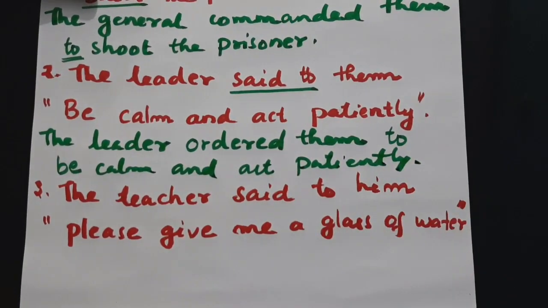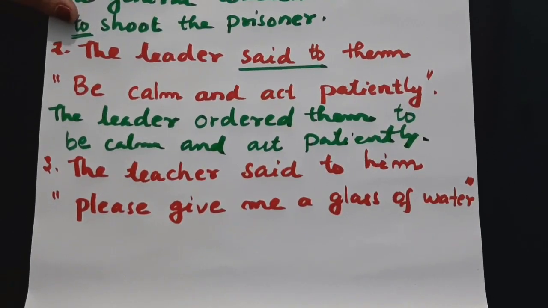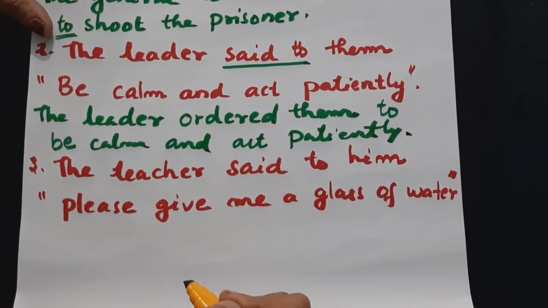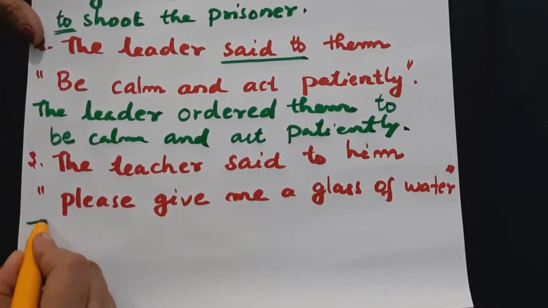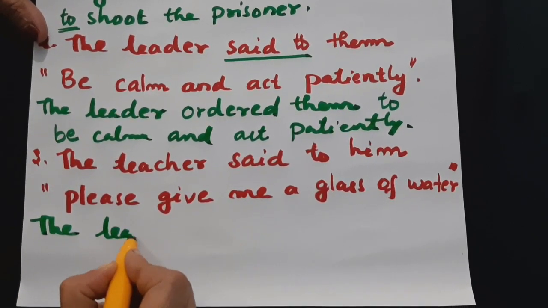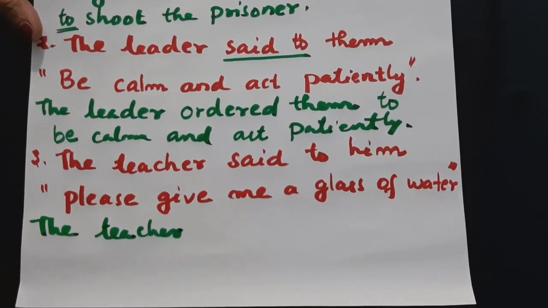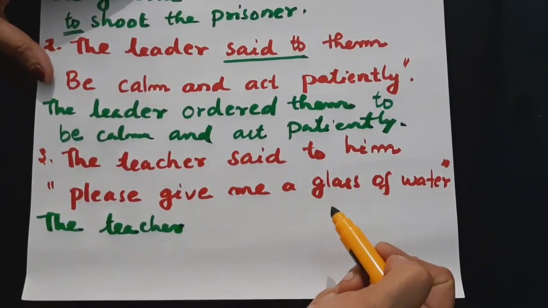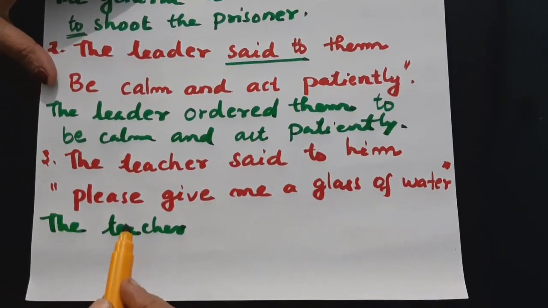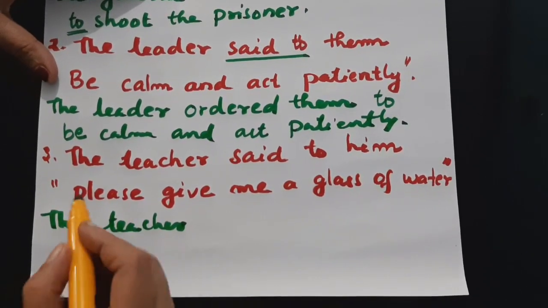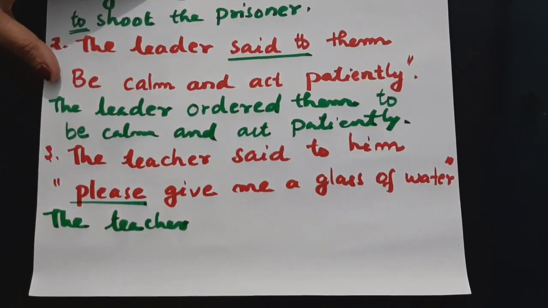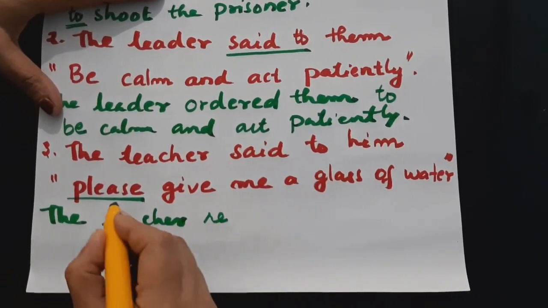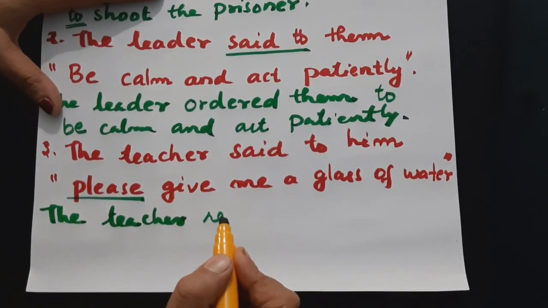Okay, very simple, isn't it? Okay, shall we go to the next example? The teacher said to him, please give me a glass of water. The teacher is the subject here, no? The teacher. Okay, teacher, it can be considered as a superior person, but just consider the tone of the sentence. She is just making a request here. Please. This term itself shows that this is a request. So that the teacher requested.